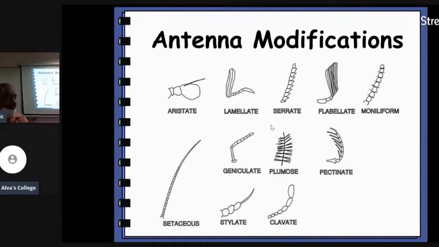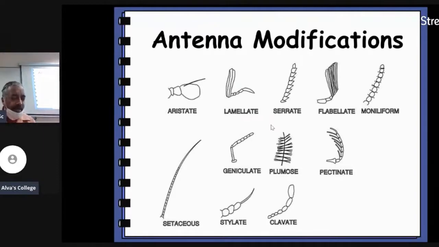So they may be aristate, just like we found in houseflies, or they may be lamellate, that means leaf-like, as we find in some of the longicorn beetles. And then we have the serrate, then we have the flabellate, then we have moniliform, for example, termites. Termites' antennae are bead-like. You must know a bead, isn't it? So these antennae contain bead-like segments.